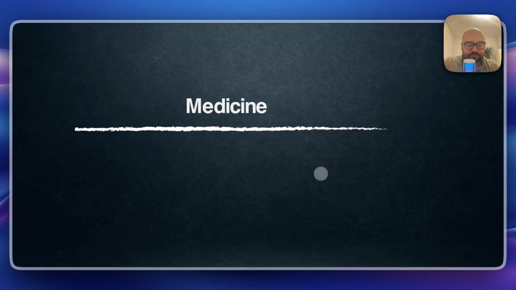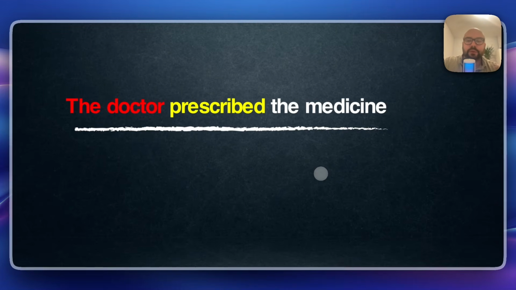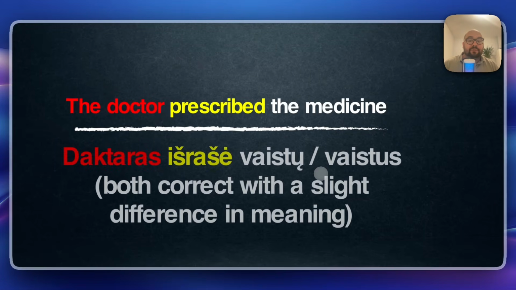Now, medicine would be vaistai. I mean, like medicine, something like pills, something that you would take. Medicine, vaistai, plural as well, right? So now the doctor prescribed the medicine. What would you do with this one? Then we have daktaras išrašė vaistų or vaistus.